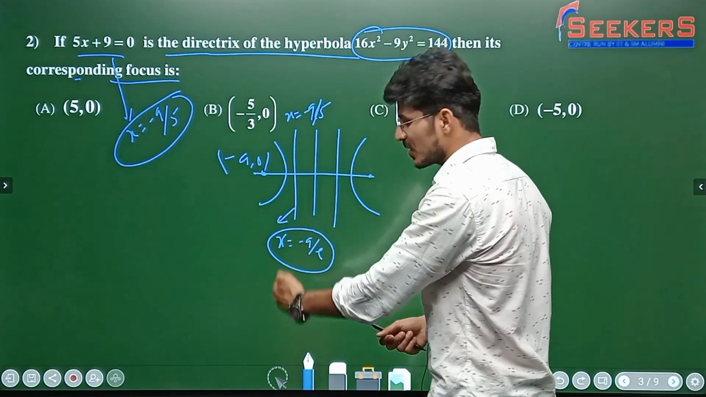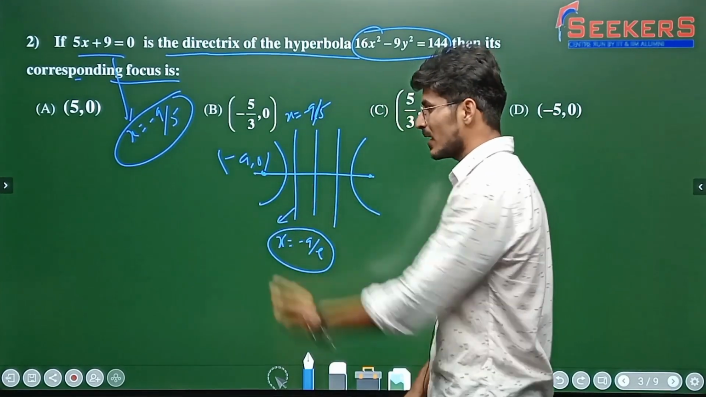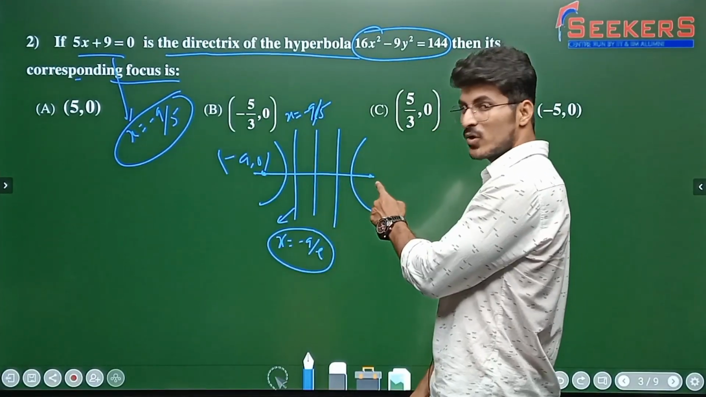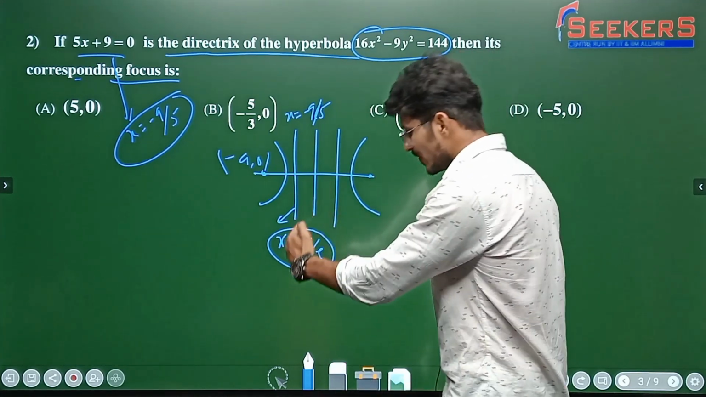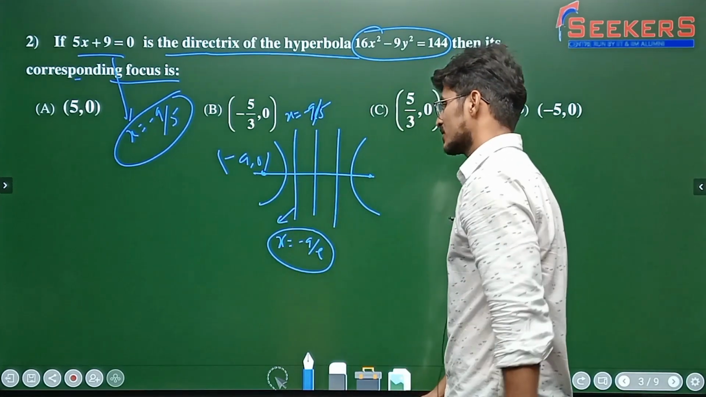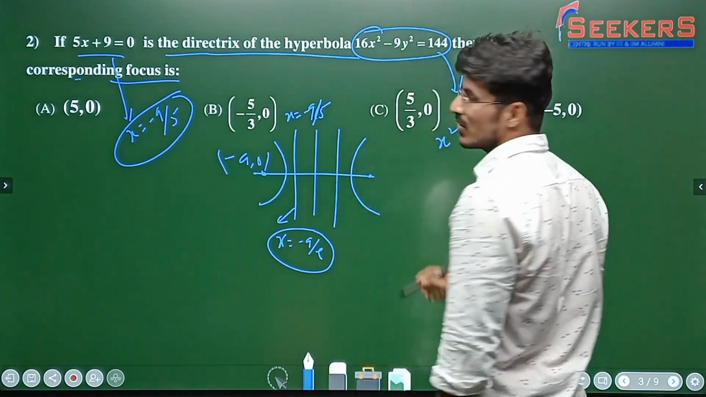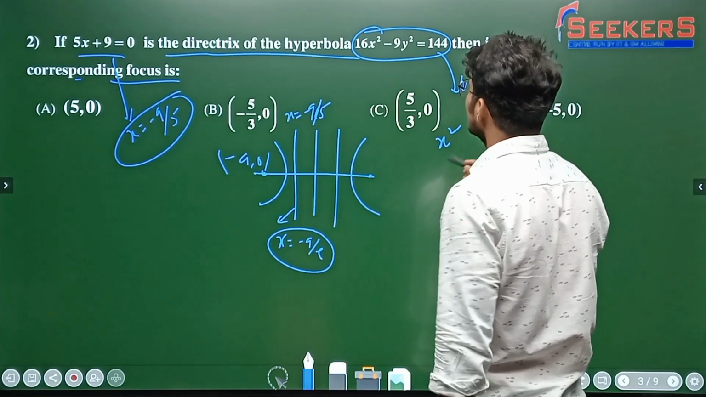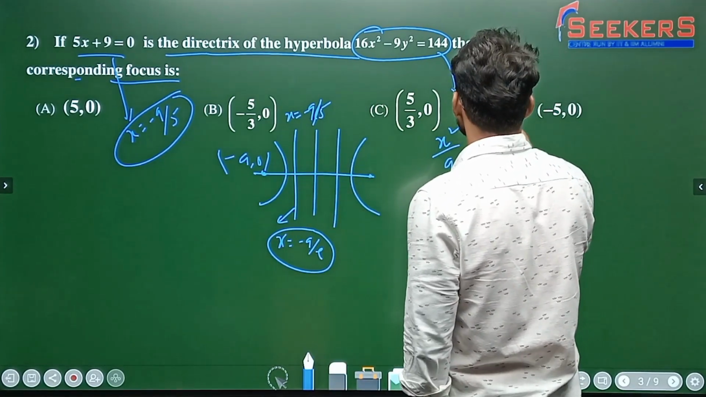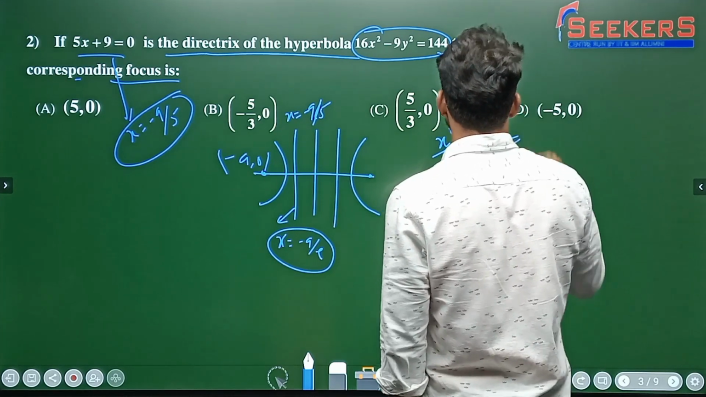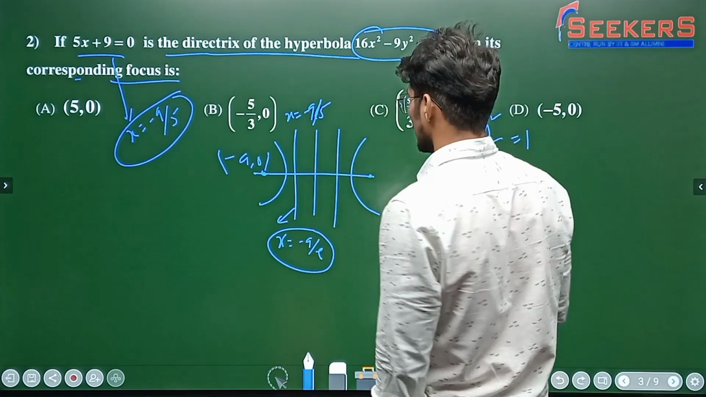This is the equation he has given, and he is asking for the corresponding focus, which means definitely we need to find minus a comma 0 only. This is also a focus, but why don't you find this one? Guys, he has given x is equal to minus a by e, which means you need to find this. So let us try to convert into the standard form. If I divide by 144 on either side, 16 x square divided by 144 is nothing but x square by 9 minus y square by 16 equal to 1. Are you getting my point? Yes. So look at this here. What is the a value here? Tell me. What is the a value here?